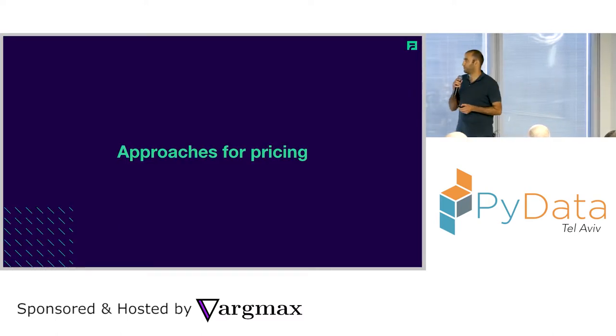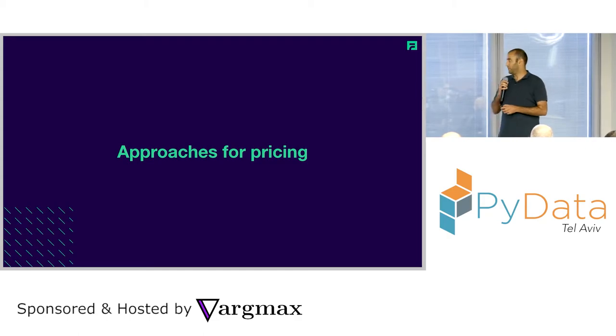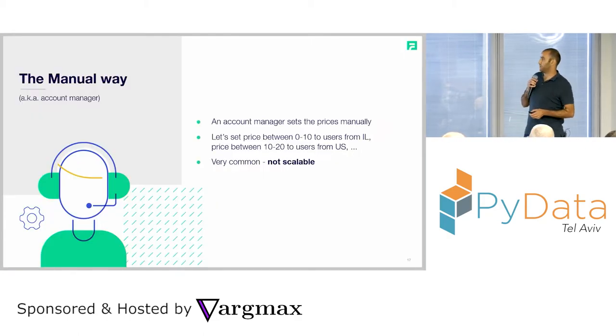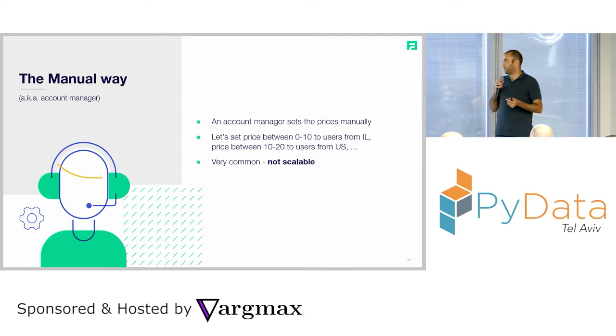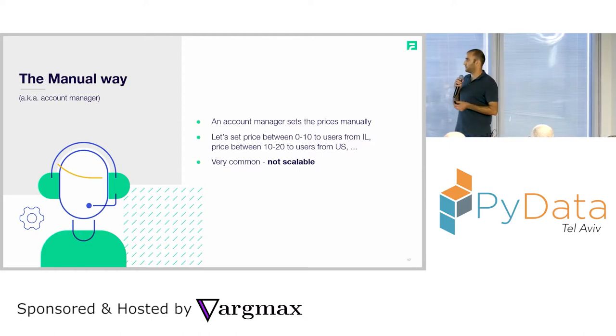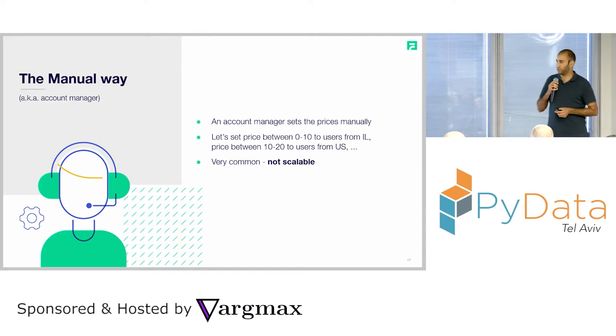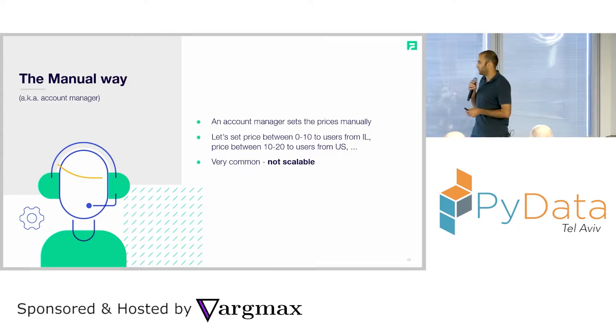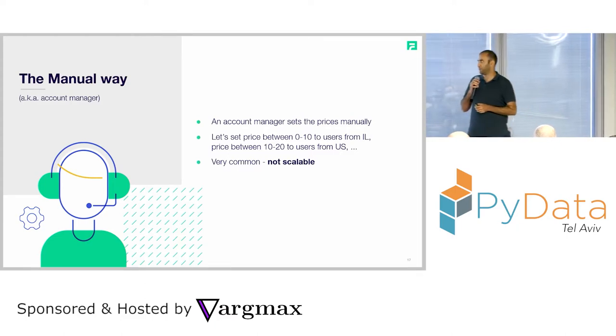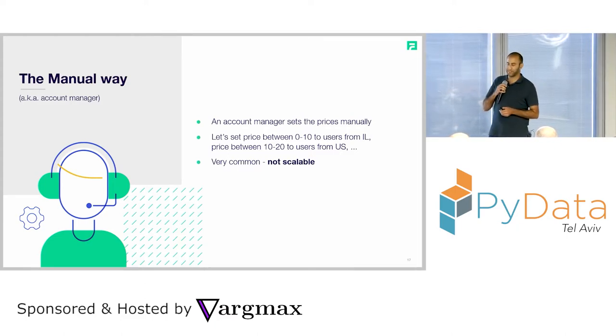So now we'll describe some approaches for pricing, which are basically part of this industry. First one, the manual way, also known as the account manager way. An account manager can set prices manually. For example, let's set prices 0 to 10 for users from Israel, prices 10 to 20 for users from the US, etc. Very common in the industry, not scalable at all, a bad way. Not the data way, we can say.